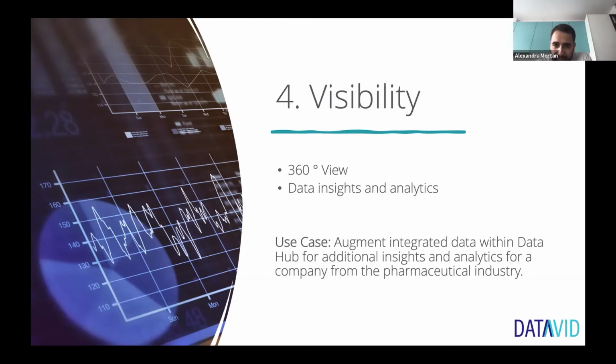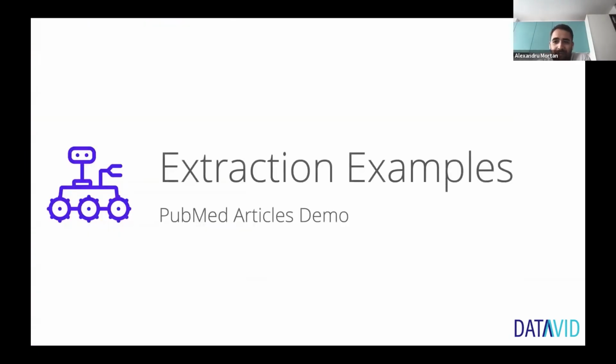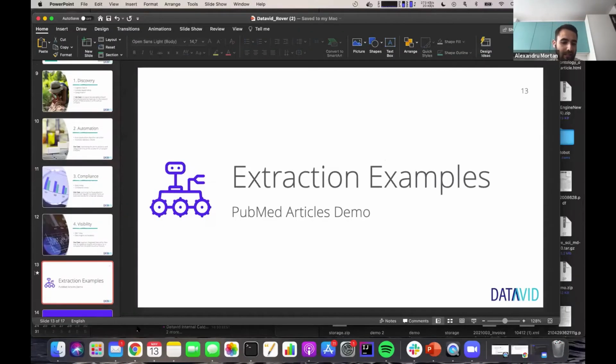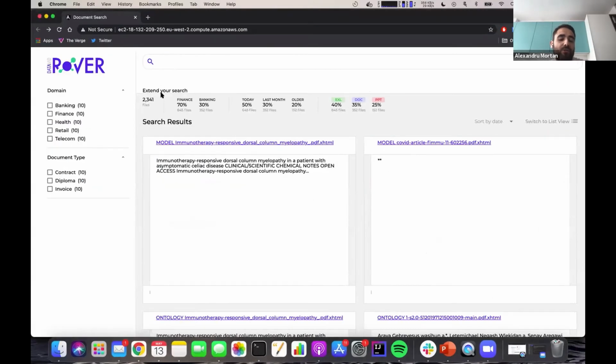Okay, now I've talked you through the use cases, but let's see some extraction examples. We actually took a light version of our Datavid Rover, and we've put some extractors from the Datavid Rover behind the scenes, and we loaded some PubMed articles to see what our extractors would extract from those documents. So let me stop the presentation and go to this light version of the Rover.